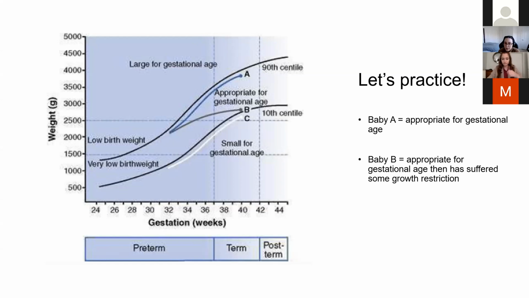Then let's talk about baby C. Tell me what you think of him or her. Perfect. So that one was an easy one after we've gone through the others. This one has been tracking well. It's got a nice projection of its growth. However, it's just sitting below the 10th centile. So this is one that we would say is just small for gestational age, but there's no evidence of growth restriction because it follows that centile chart.